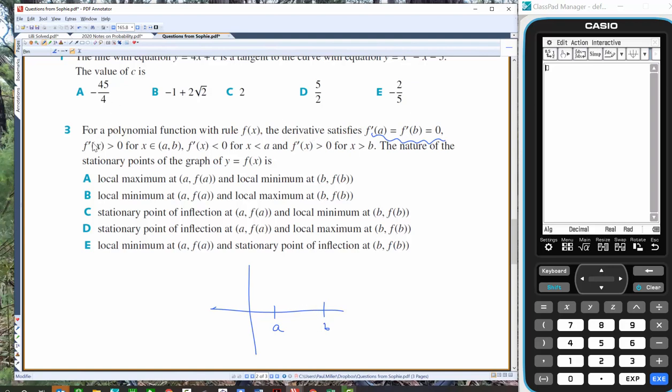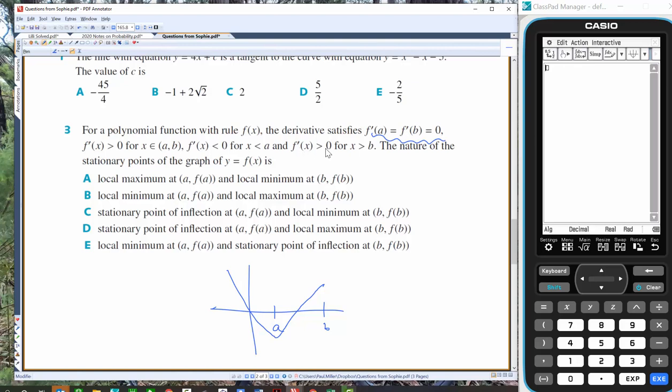All right, now f dash x, so the gradient, is more than 0 between A and B. So I'm just going to draw something that would satisfy that. The gradient is less than 0 when x is less than A. So it's got a negative gradient for values of x less than A. So let's draw that: negative gradient for values less than A.